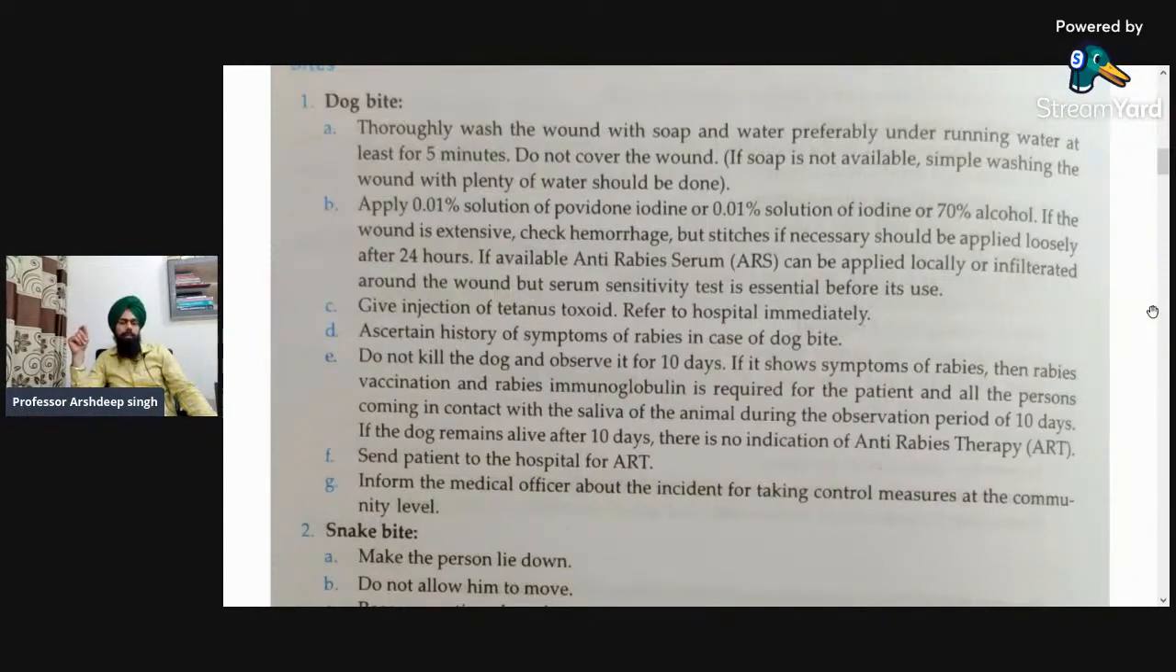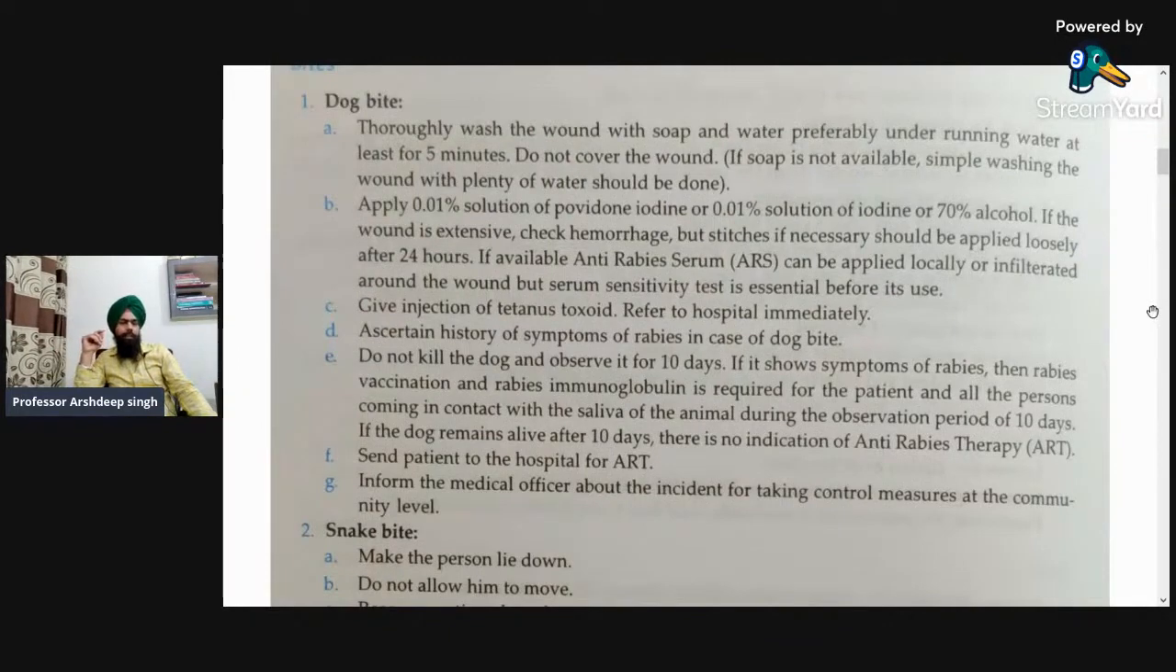Next, give injections of tetanus toxoid. Refer to hospital immediately. So in this also we are giving the tetanus toxoid injection. Next, take a history of the symptoms of rabies in case of a dog bite. So we have to assess for the symptoms of rabies, like hydrophobia. The patient will have a fear of water. That's the basic sign of rabies.